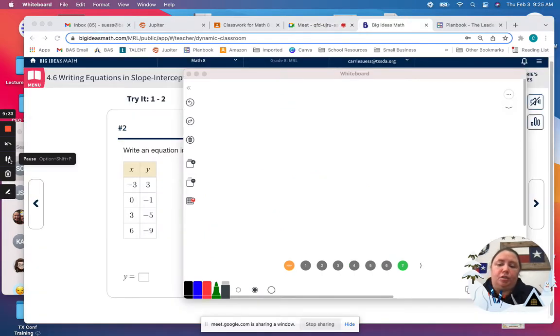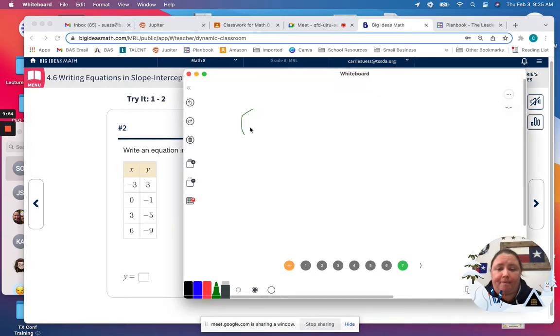All right, so here's number 2. So in this case, you see that they did not give you a graph. So you're literally just using points, okay? So coordinates. So we're going to pick any 2 coordinates here and use those to solve for the slope. So which 2 points do you want to use? Pick. I'll let you pick. I'll do 3, 3 and 0, -1. Good. I would have chosen those as well.